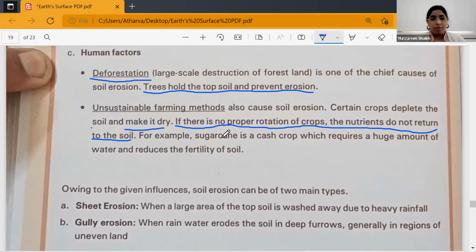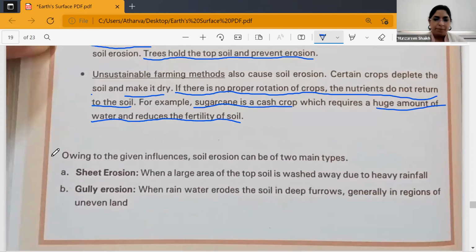Underline this. Sugarcane is a cash crop. Now, sugarcane requires a lot of water. If there is too much water, as we just studied, the topsoil will lose its fertility. Underline this: huge amount of water resulting in reduction of the soil fertility. Okay, clear? Yes, ma'am.